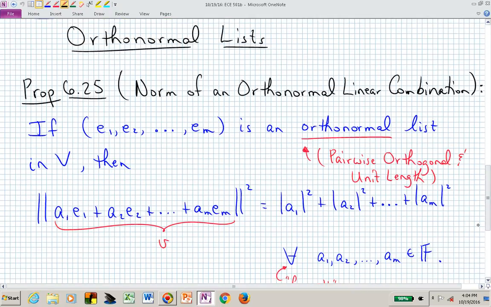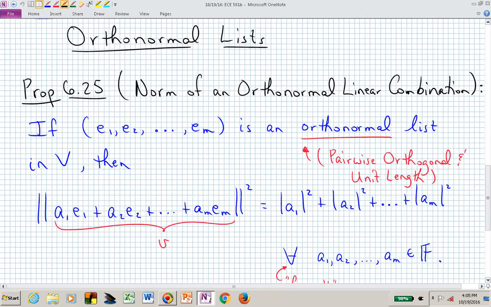This is what we ended with, I believe, last time, proposition 25 in chapter 6, and it's under the subheading of orthonormal lists. Here, this is talking about the norm of an orthonormal linear combination. There's a lot embedded in that description. We have a linear combination. You know what that is. That's scaled versions of vectors. The vectors, though, are specialized. They're orthonormal, which means that they are orthogonal to each other, and they have a norm of 1.